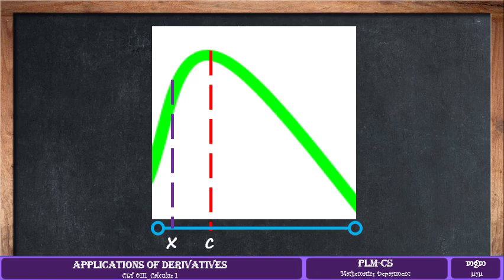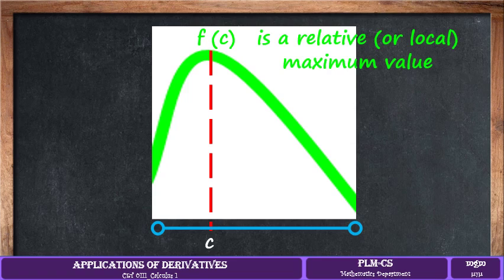Notice that for all values of x inside the open interval we just considered, it is true that f of c is greater than or equal to f of x, or f of x is less than or equal to f of c. Now, in this case, we can say that f of c is the maximum value relative to the nearby values, or f of c is the maximum value in comparison only with the nearby values on the graph. Here, f of c is called the relative or local maximum value.